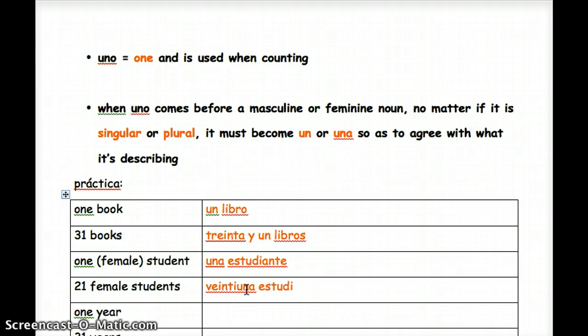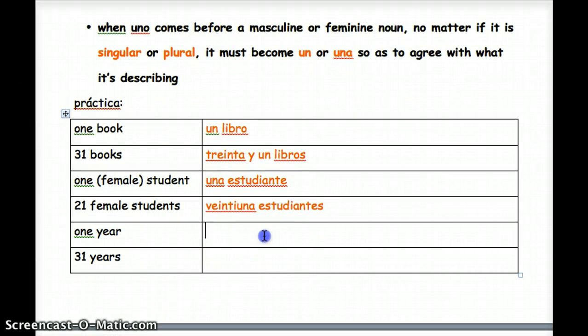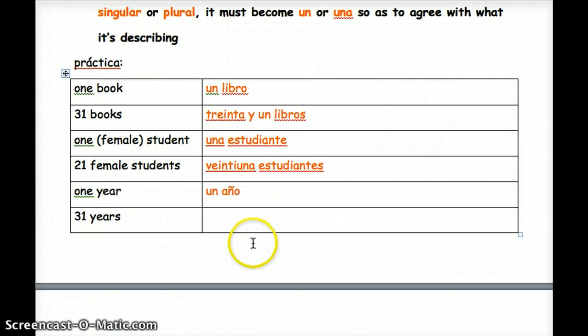21 estudiantes. 1 year. Un año. Año is a masculine word, so we're going to reflect that by dropping the O of uno. 31 years. 1 is still going to come in front of a masculine noun, so we're going to drop the O. 31 años.